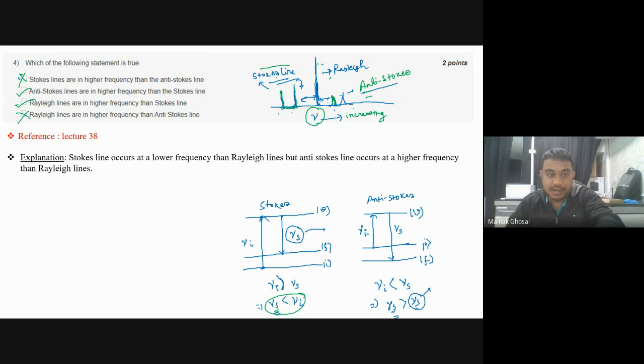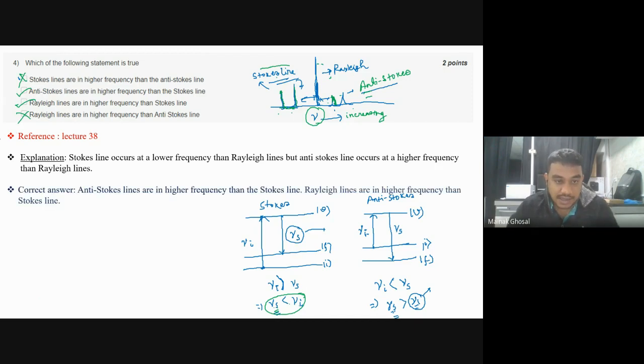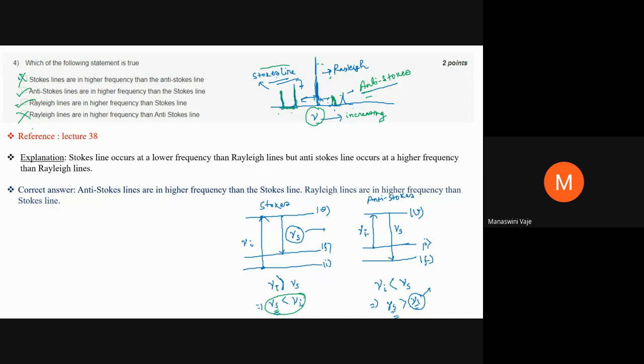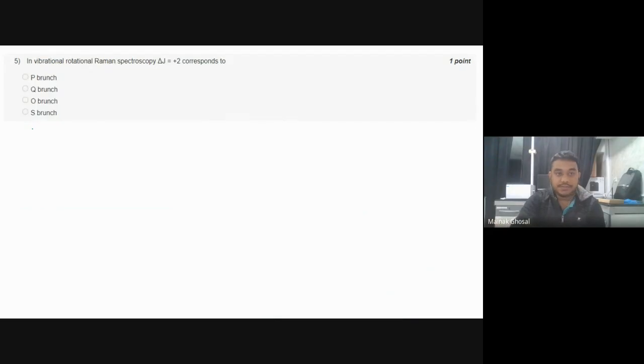So your correct answers are two answers. One is anti-Stokes lines are in higher frequency than the Stokes line, and Rayleigh lines are in higher frequency than the Stokes line. Okay, you got it? We are still confused about this frequency distribution of the Stokes, Rayleigh, and anti-Stokes. Is this clear? Yes. Okay, so moving to the next question.